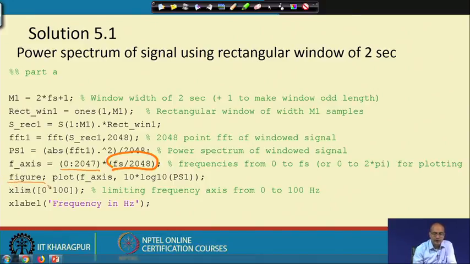Then we take the plot. First we create the figure, and we plot with f axis providing the x axis and 10 log to the base 10 of PS 1, the power spectrum. So, we are getting the spectrum in dB scale in this way. Again we limit our view using the command xlim. For the x axis we are limiting it from 0 to 100 hertz, because we know our signals of interest are within that, at 40 and 45, and here we are showing how to put the labels that we already know.